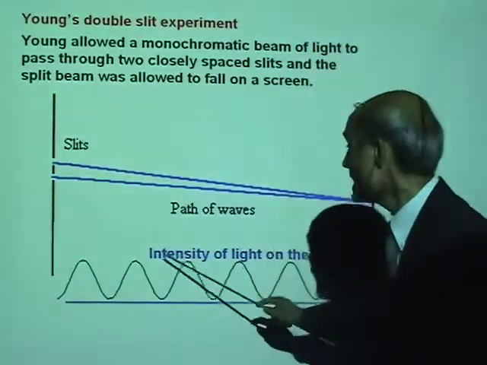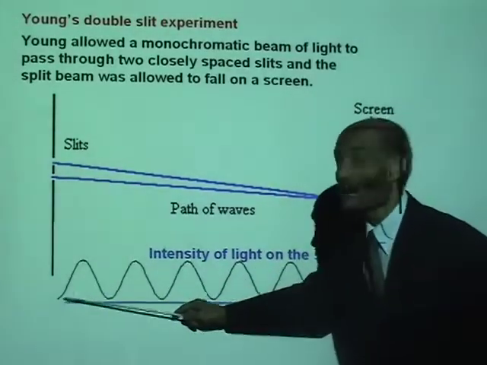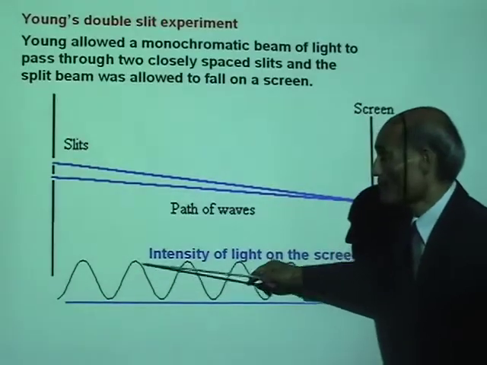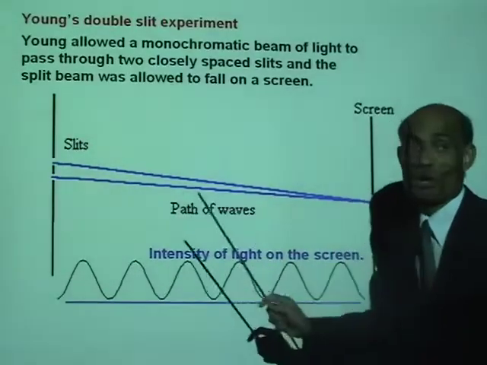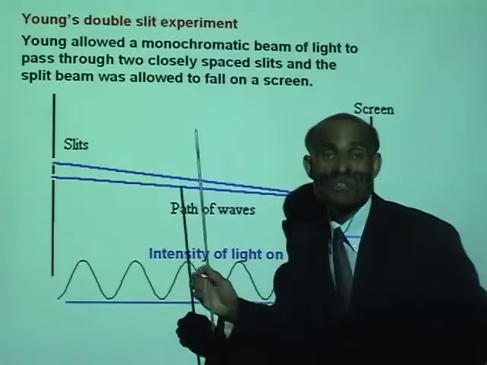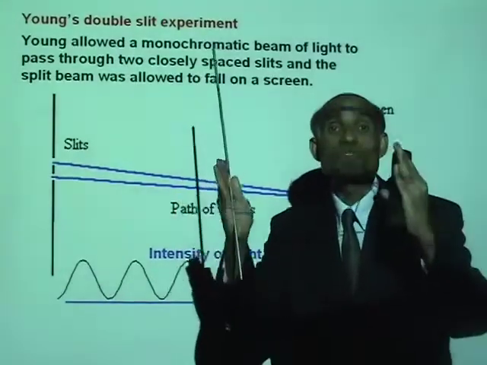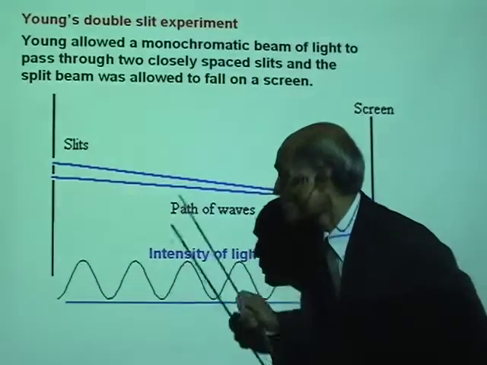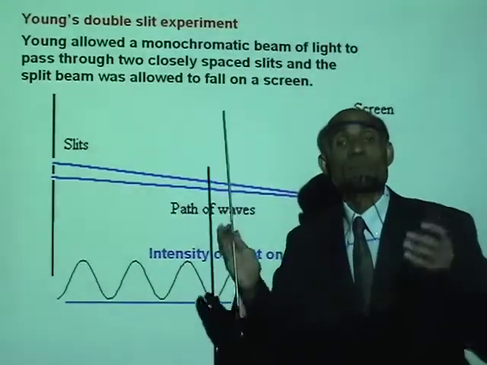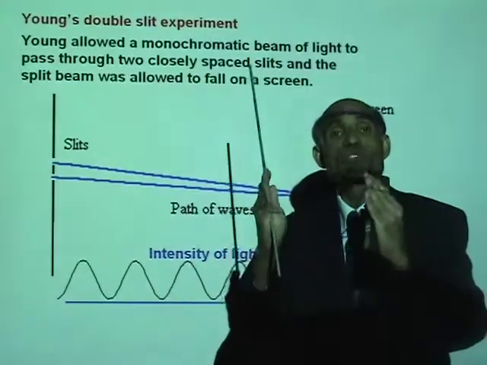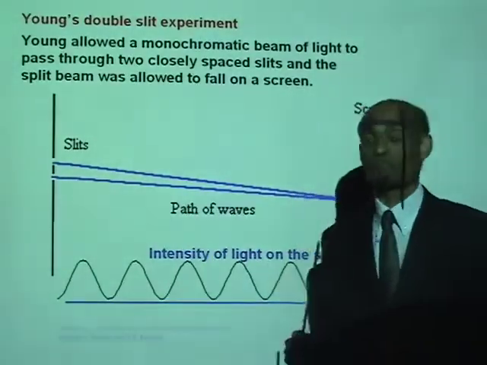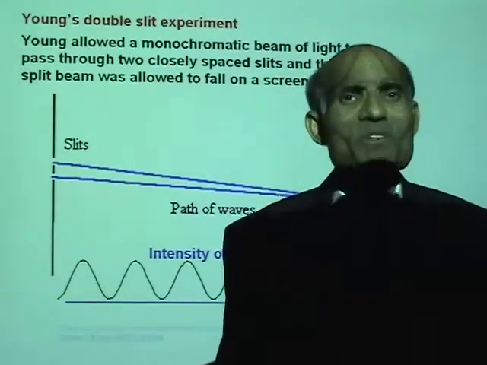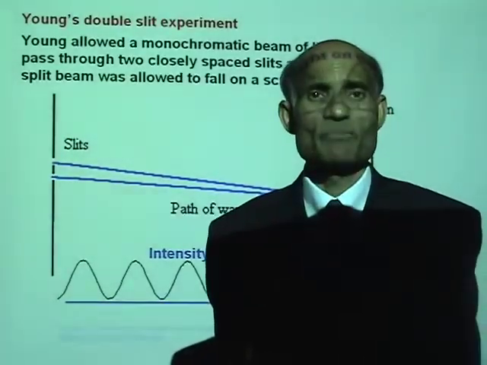So the intensity of the light: you had bright spot, dark spot, bright spot, dark spot. The bright spot is the region where light from both slits arrive in phase. Dark spot is regions where the light from both slits arrive out of phase. All right, now let me see if I can show you a demonstration of that.